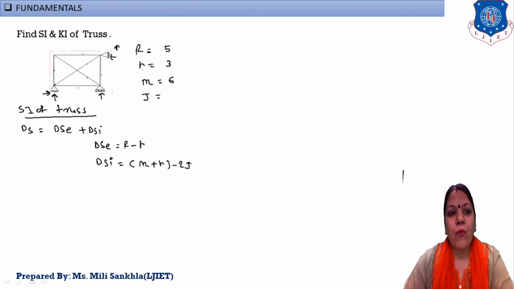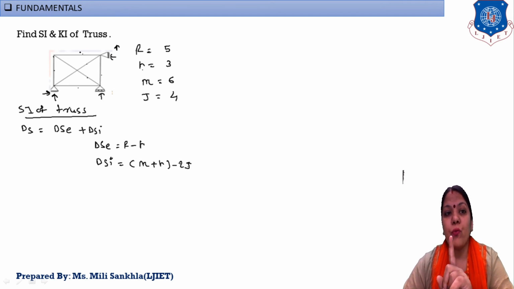Now J for joints: 1, 2, 3, 4. J is equal to 4. But if I take this diagonal member as connected, then my J is equal to 5. There is no effect on the answer; the answer is the same in both conditions. But here I take the diagonal member as separate. So 1, 2, 3, 4, 5, 6. Clear? My members are 6 here.